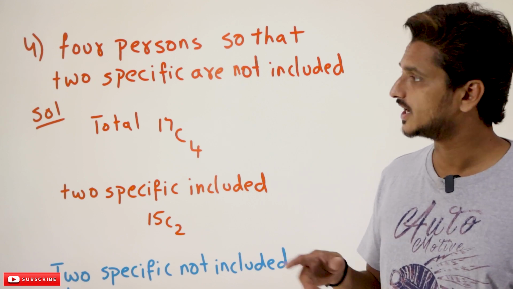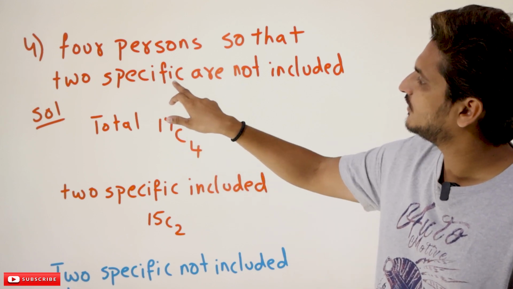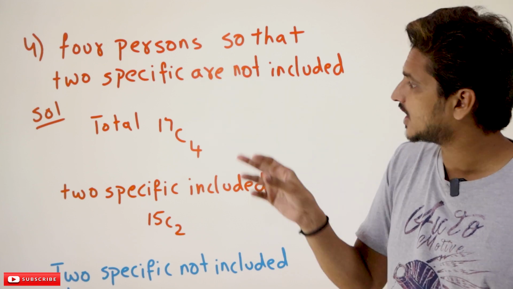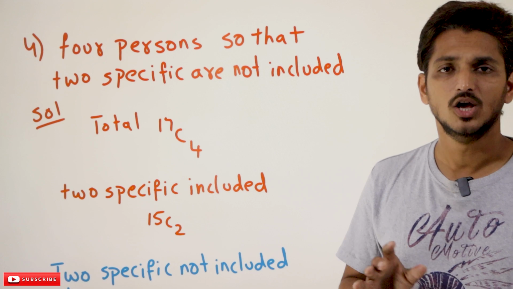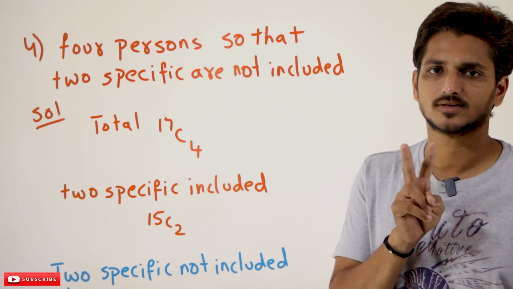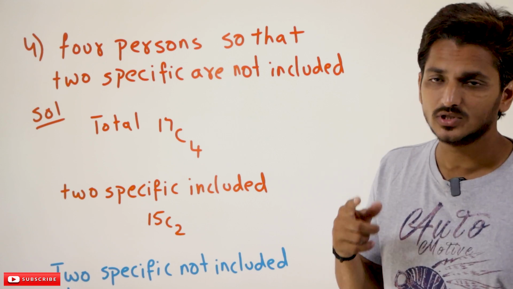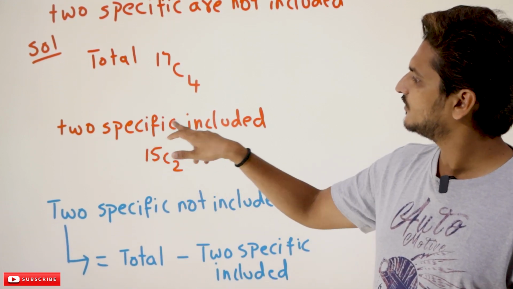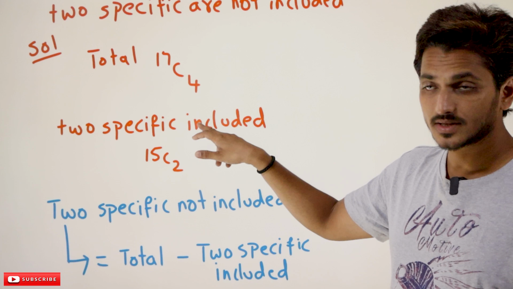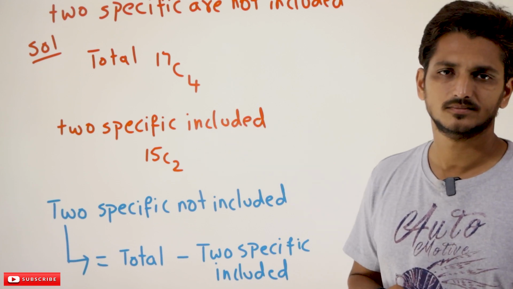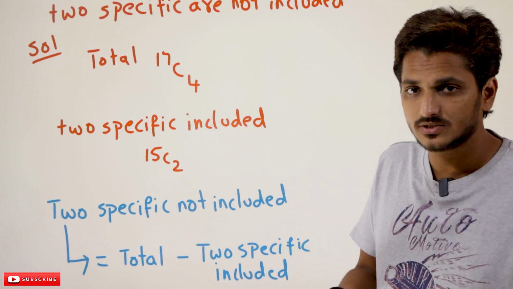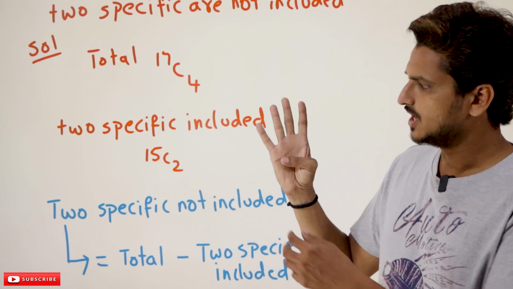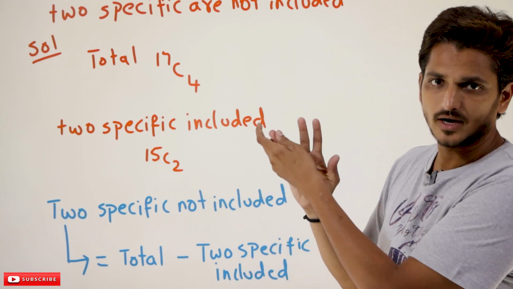Out of this, they are asking that 2 specific persons, they are not mentioning either men or women, are not to be included. You should not include 2 specific persons. In this type of situation, we go with negation. Negation means 2 specific persons included. If you include the 2 specific persons, you have to select a committee of 4 members with those 2 included.